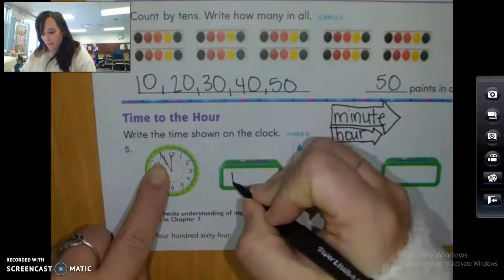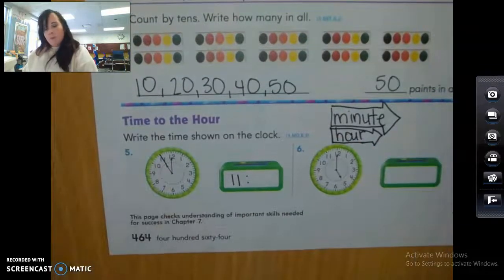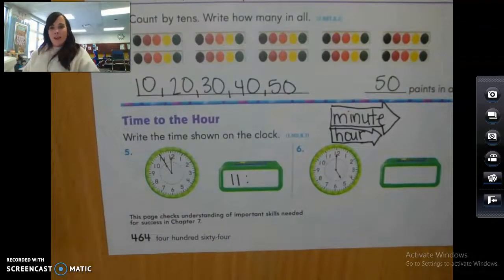11. So it's 11. Put my dot there. And then we got to figure out the minute. And the minute can be kind of hard.